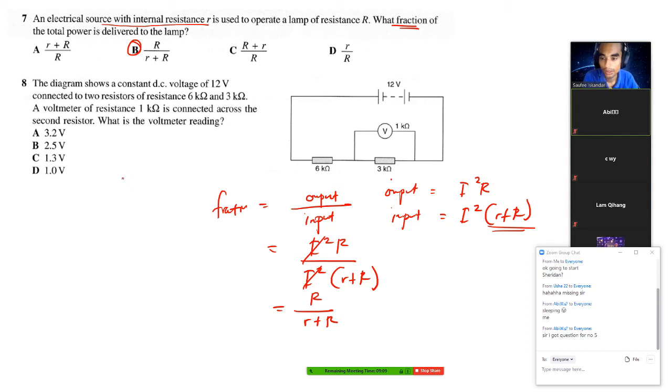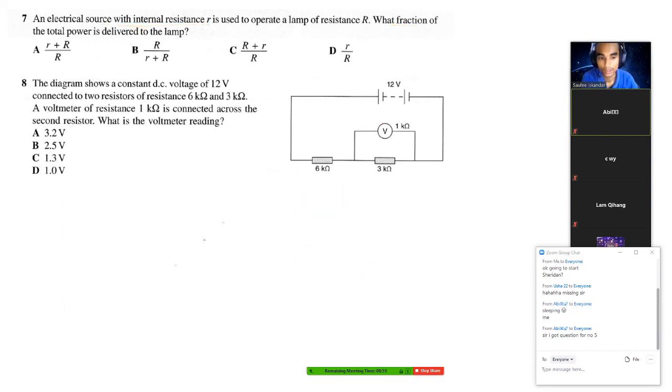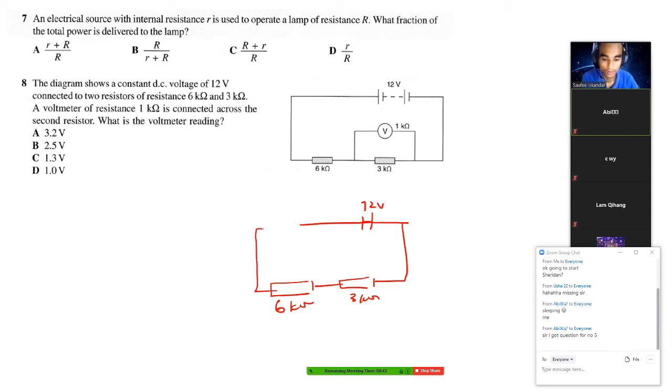Okay, question number 8. The diagram shows a constant DC voltage of 12 volts connected to resistances. What will be the voltmeter reading? So it says that the voltmeter has a resistance inside it. So we draw it back. This is 12 volts, and we have 3 kilo ohm, 6 kilo ohm, and it goes back to the supply.